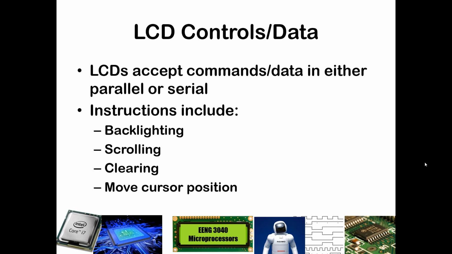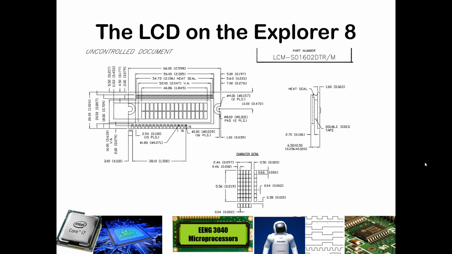LCDs can accept commands and data. So the commands tell it how it's going to operate. They can control things like whether or not a backlight is turned on, whether you're scrolling the text or just leaving it static, clearing out the current contents on the display, and moving the cursor position. Sending data actually sends what the next characters are on the display.